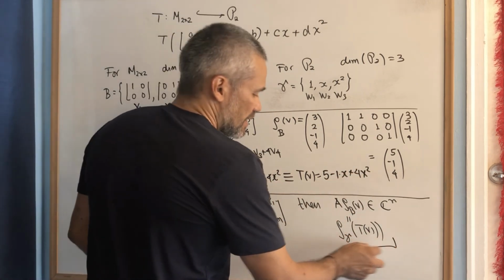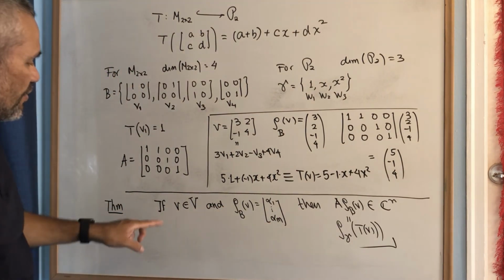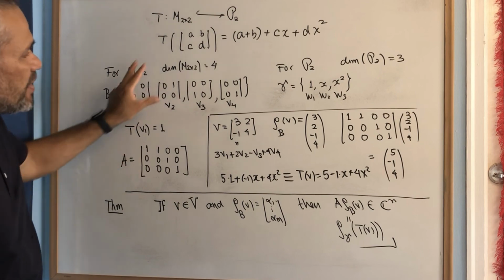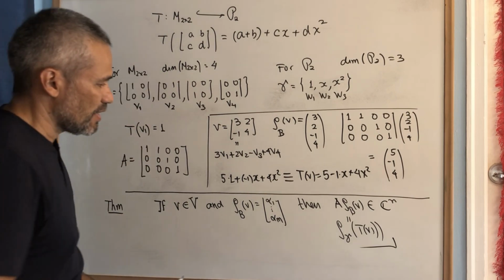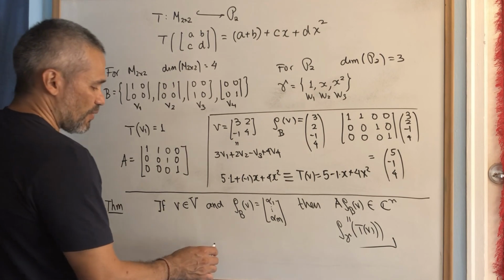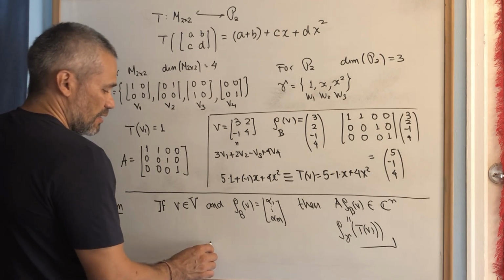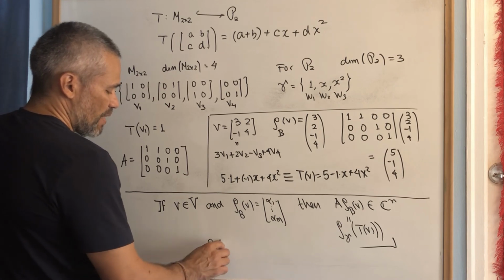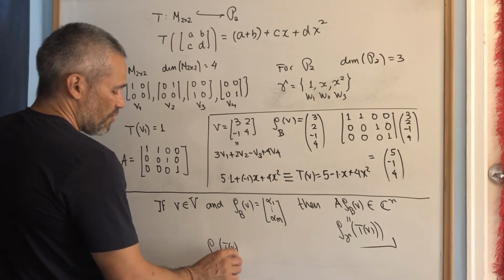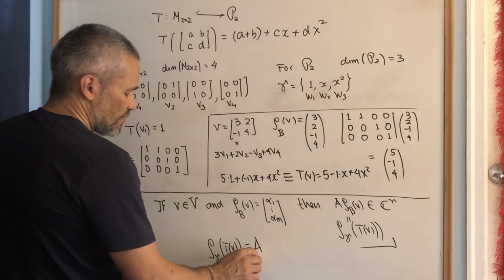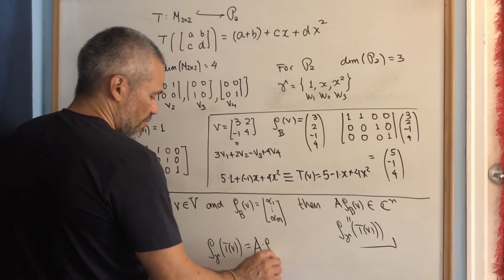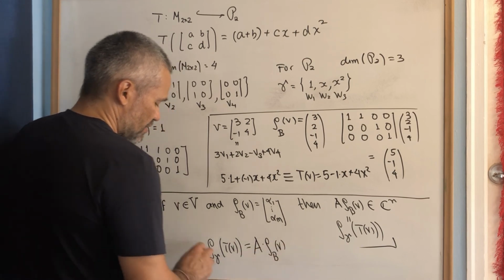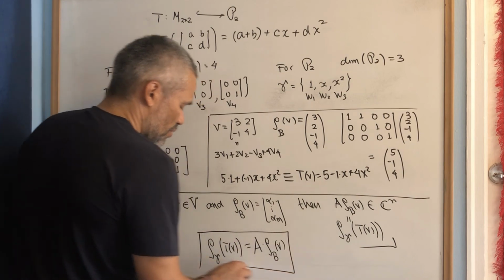Then this is the important part of the representation of a linear transformation with respect to some bases. Then this is the theorem. Let me just rewrite it. It says that the coordinates with respect to the basis in the codomain of T of a vector is just the matrix times the representation with respect to the basis in the domain of that vector. This is the important part.